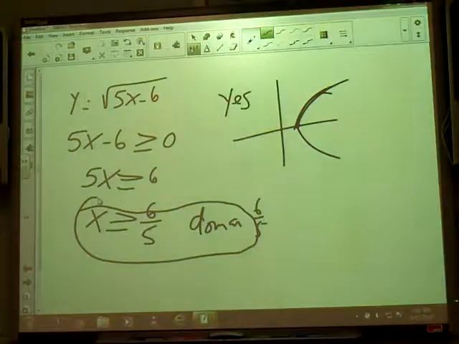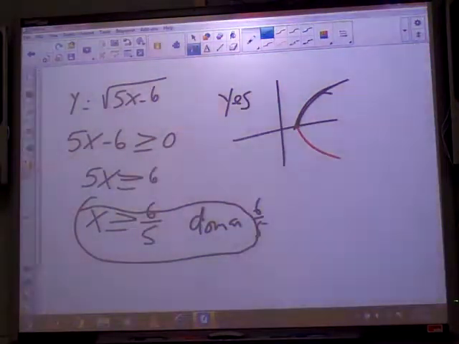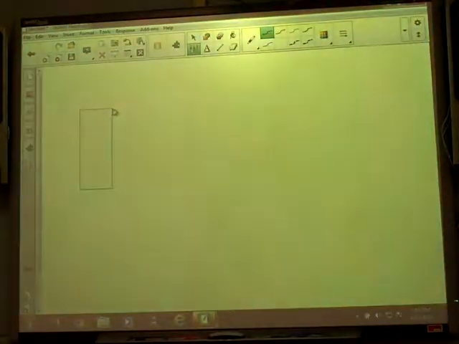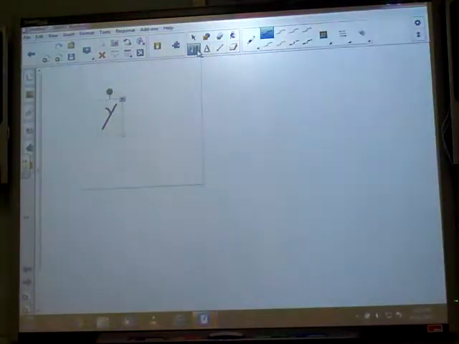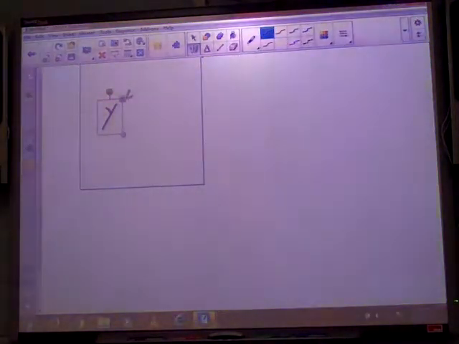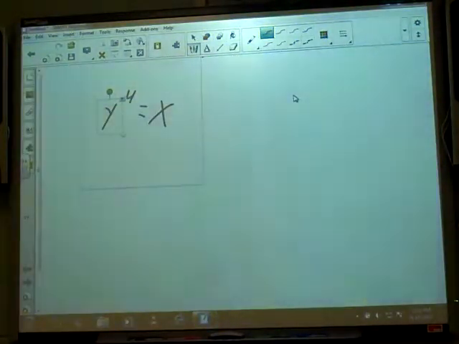All right, this next one I'm going to show you, you can't type in your calculator. So we're going to have some knowledge about graphs on this one. It says y to the 4th is equal to x. Alright, just ignore the nonsense up there. Y to the 4th is equal to x.